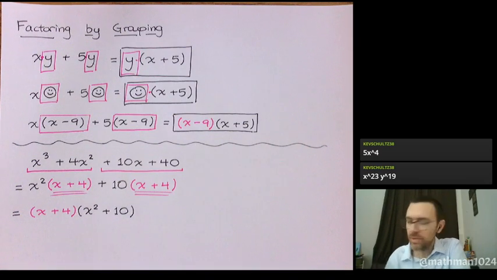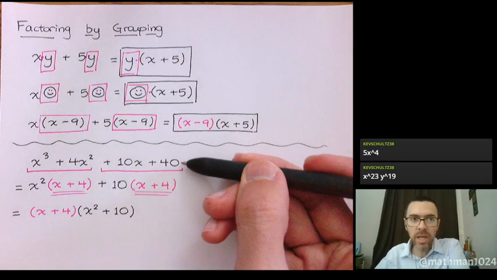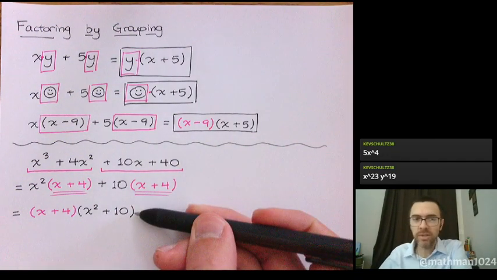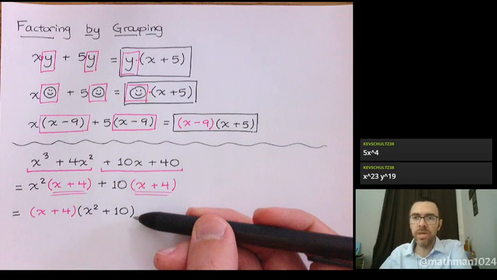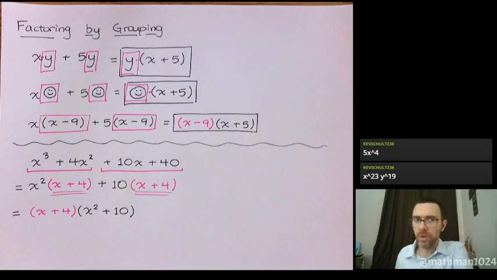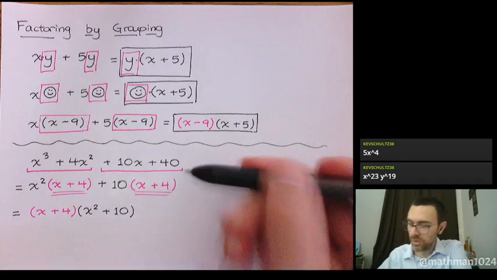And so now we've taken this 4-term polynomial and we've been able to rewrite it as a product of two smaller polynomials. And this is going to be great for us because next week we're going to be using these same factoring techniques to help us solve equations that look just like this.